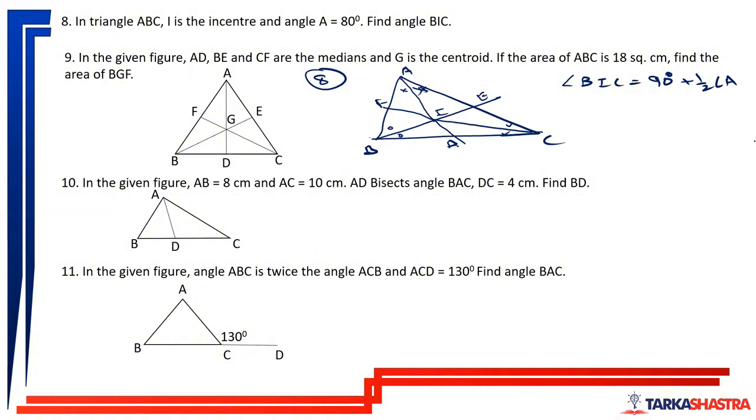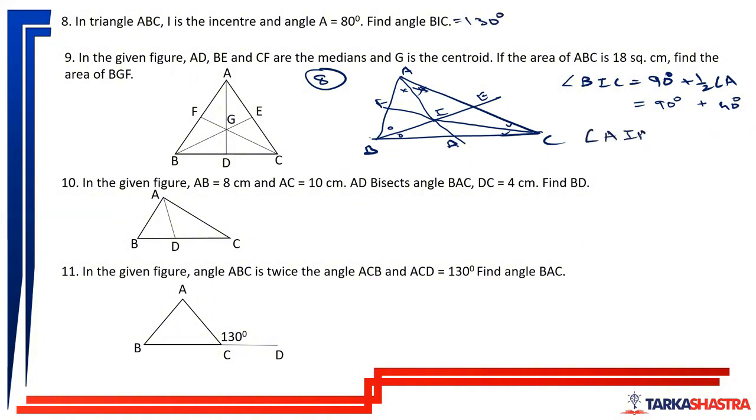So angle BIC is equal to 90 degrees plus half of angle A. Half of angle A is 40 degrees, so it is 130 degrees. So angle BIC is 130 degrees. Okay, this property can also be applied like this.